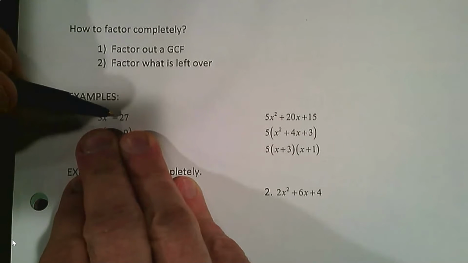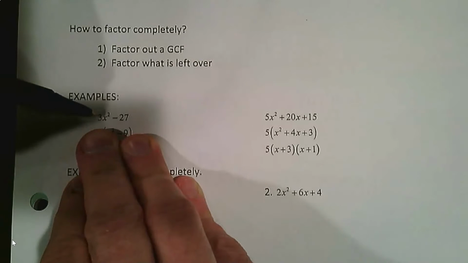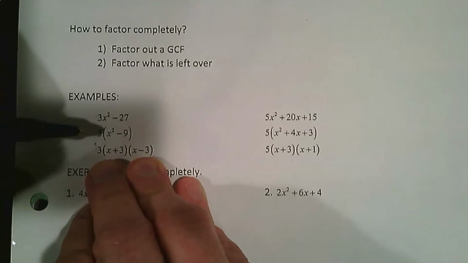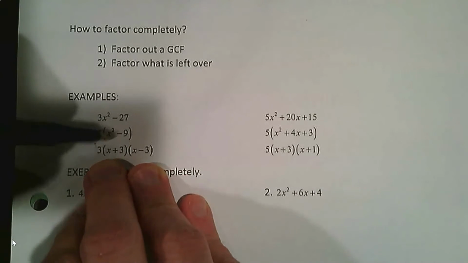3x squared minus 27. The greatest common factor is just 3. 27 is divisible by 3, as is 3. They do not share an x. So I factor out the 3. In this case, I have x squared minus 9.